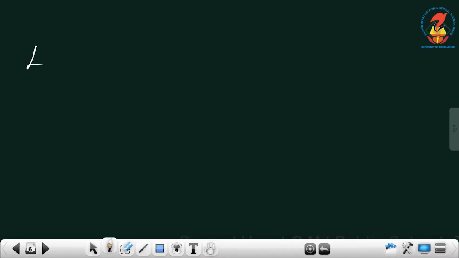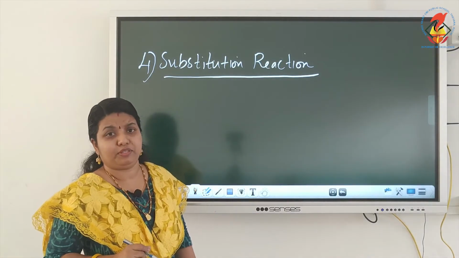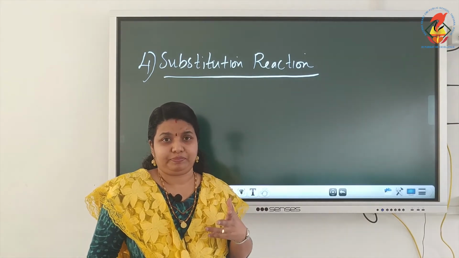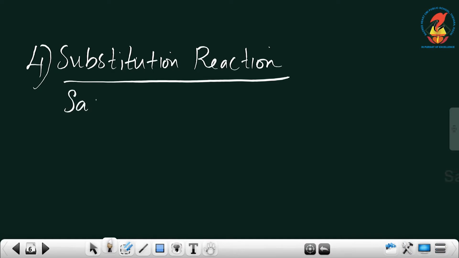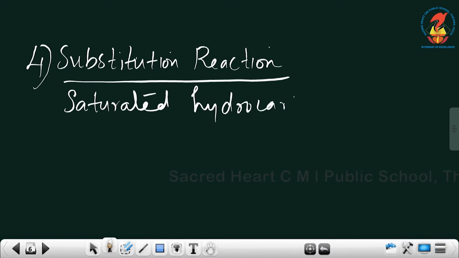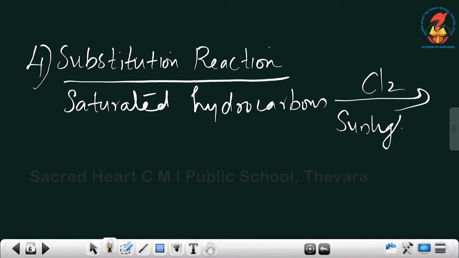Now, the fourth reaction we will learn, substitution reaction. You are familiar with substitution. If a teacher is on leave, another teacher comes to the class during that period, that is substitution. So, what is substitution? One replacing the other, one in place of the other. That is called substitution. This is a reaction undergone only by saturated hydrocarbons. Saturated hydrocarbons undergo substitution with chlorine in the presence of sunlight.